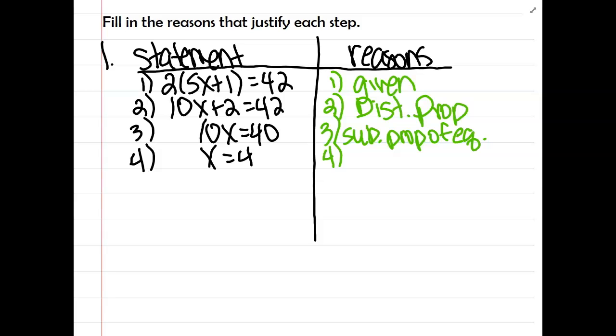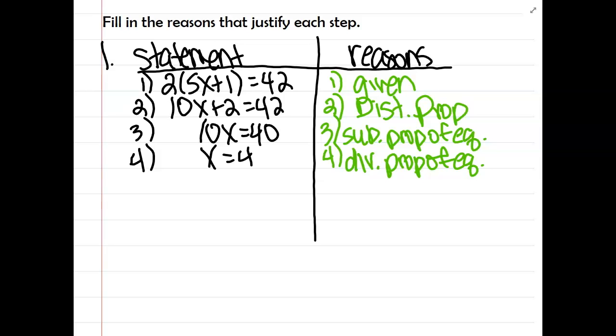And then your fourth reason is, how do you get to step 4? To get from 10x equals 40 to x equals 4, what did they do? Divide by 10. What property says you could divide by 10? The division property of equality. Okay, so that would be an example of an algebra proof. Not too bad, right? Okay.